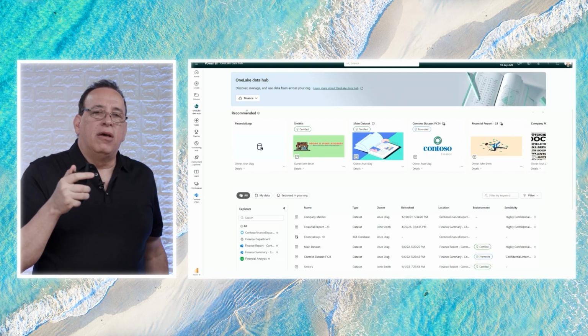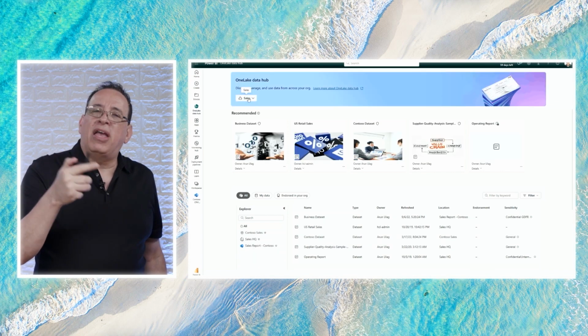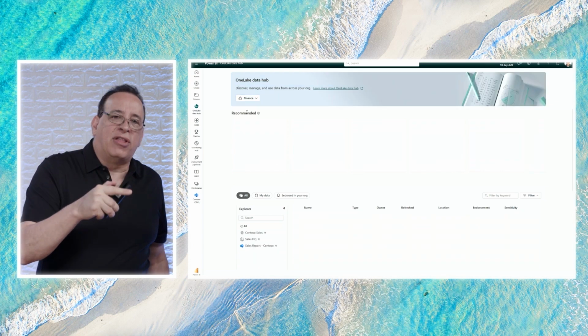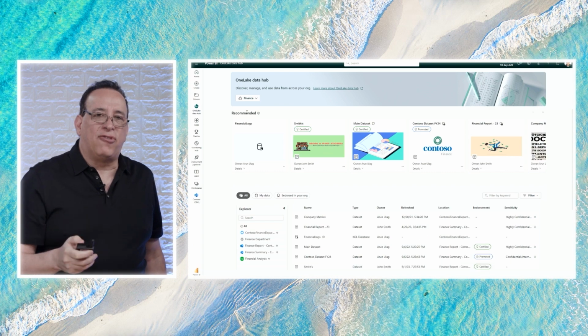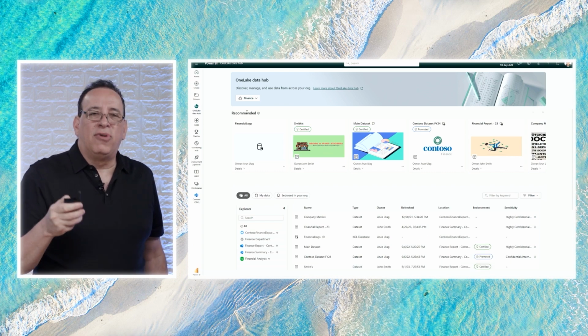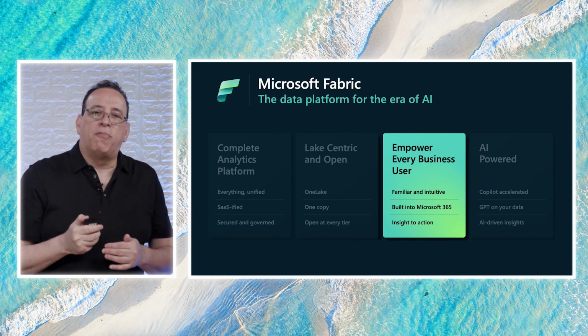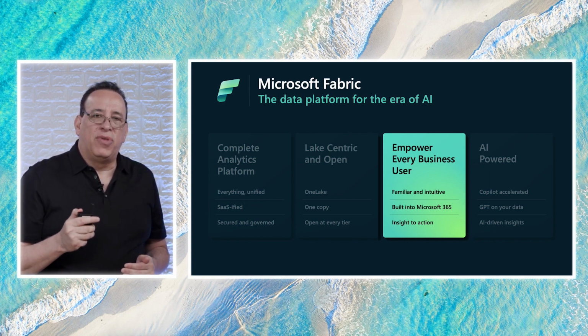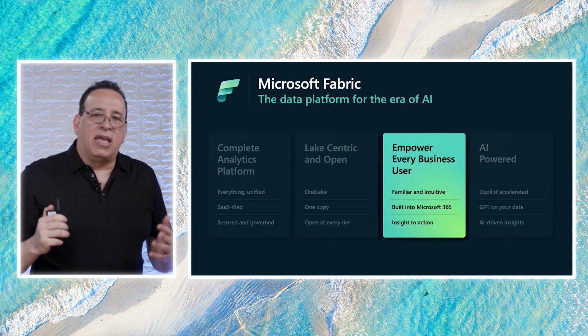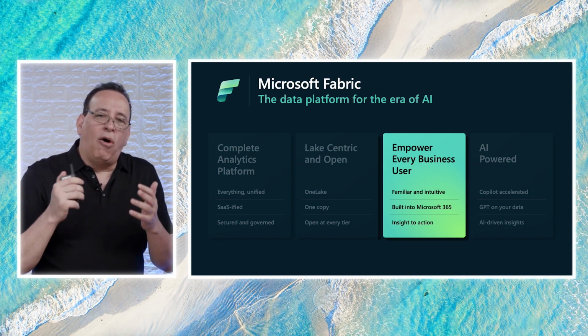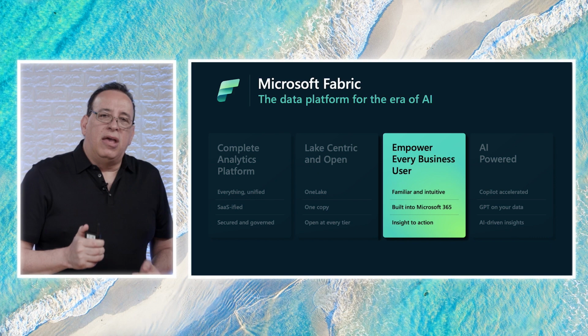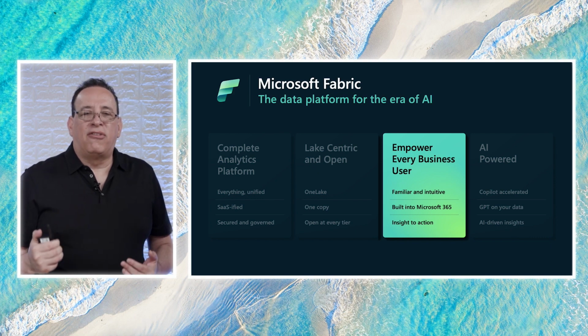We're already seeing that users can find data, and we're talking about every kind of user, both the data engineers, the data scientists, but also the business users. And of course, this is where we get to the third pillar of Fabric, and that's the empowerment of every business user. You know, what's the point of collecting and aggregating and enriching and cleaning all of this data in OneLake if business users are not going to take advantage of it?